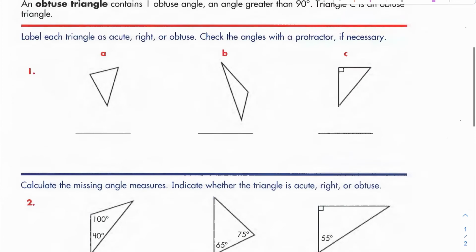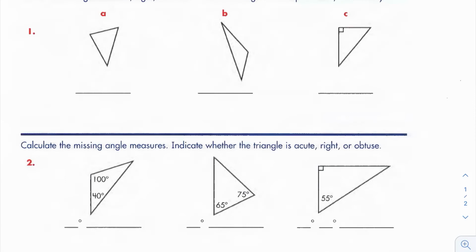Now let's look and see what you're going to do for the examples. For the first set of examples, you are asked to label each triangle as acute, right, or obtuse. The three triangles below will be named acute, right, or obtuse. You will not duplicate answers. So there is one acute triangle, there is one right triangle, and there is one obtuse triangle. Match them appropriately.